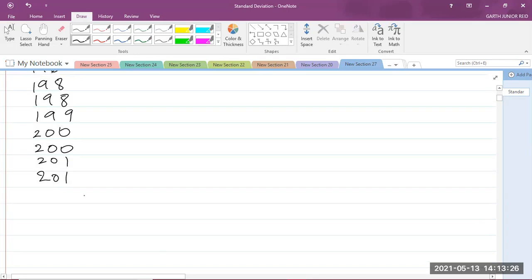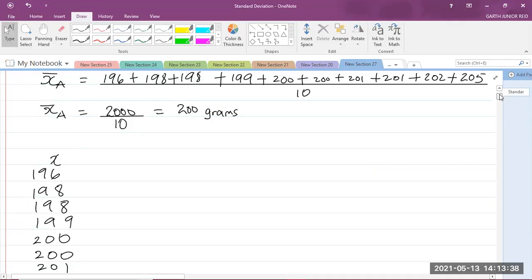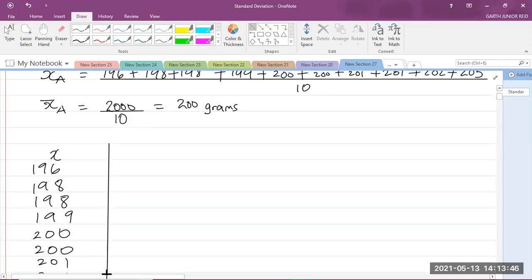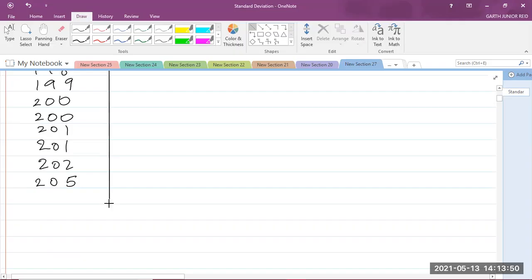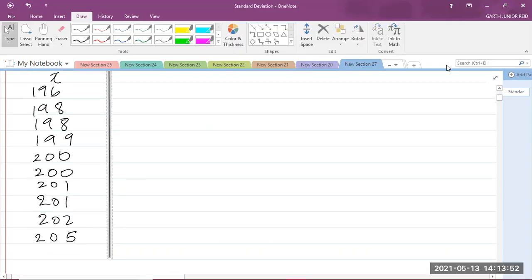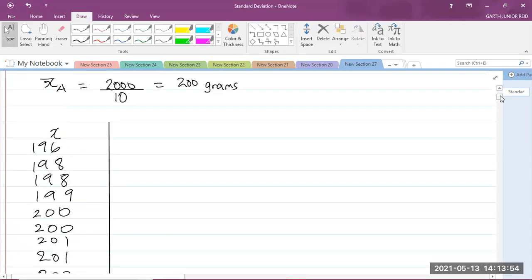We're gonna have 201 again, and then we're going to have 202 and then 205. All right, so that is what I will have there. Good. Let me just draw a line so that we can separate it from the other values that we're gonna have to the right. All right, good.